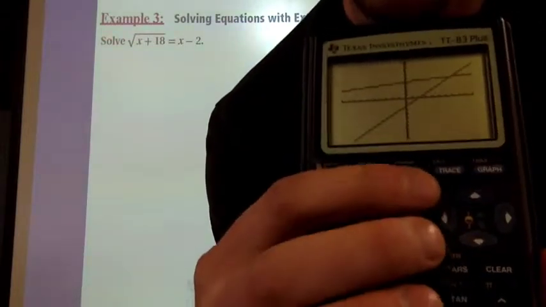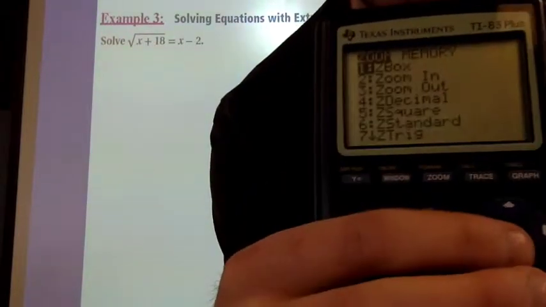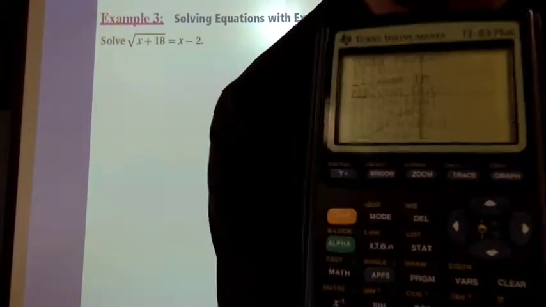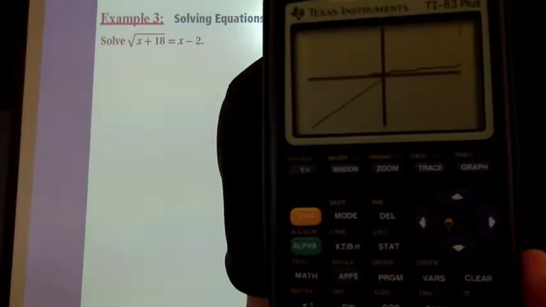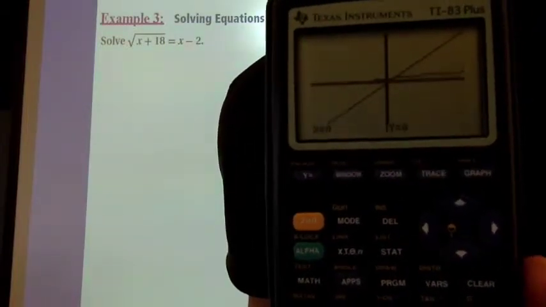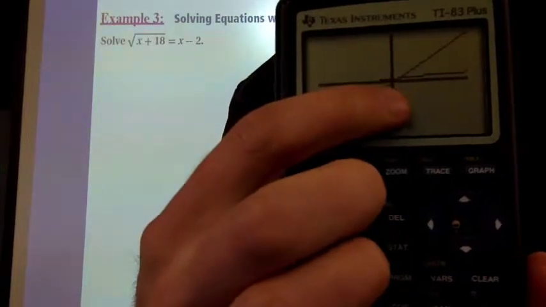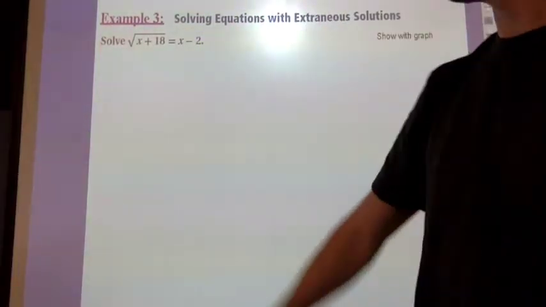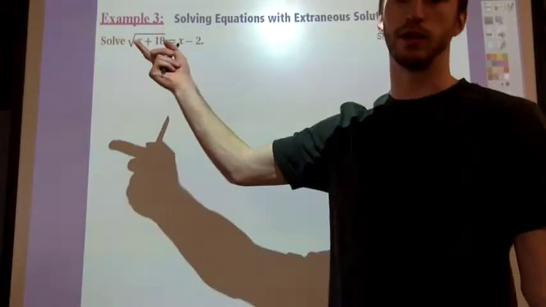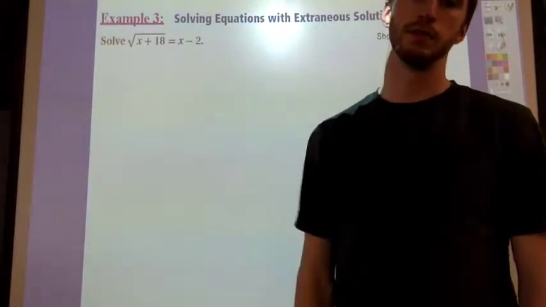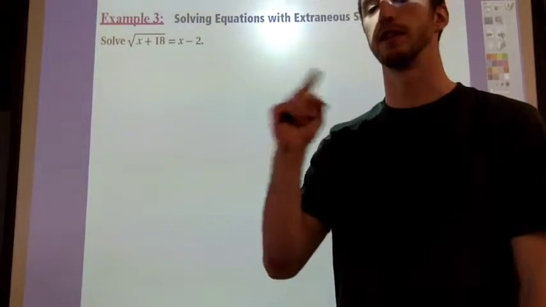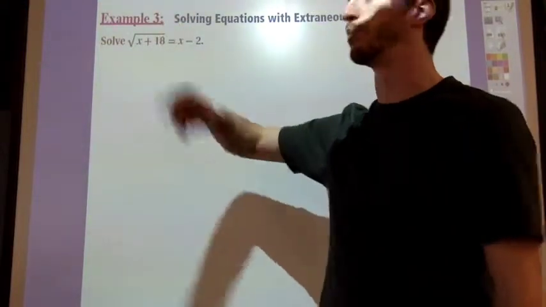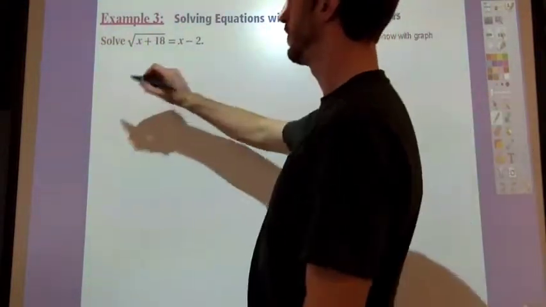And if you don't believe me, I can zoom out just to get a bigger picture. There's my radical function and there's my linear function, and they only intersect at one point. So that means if we get two solutions, which spoiler alert we will, one of them is going to be extraneous. One of them's not going to matter because they are only equal to each other at one point. So let's solve this. Enough yapping.